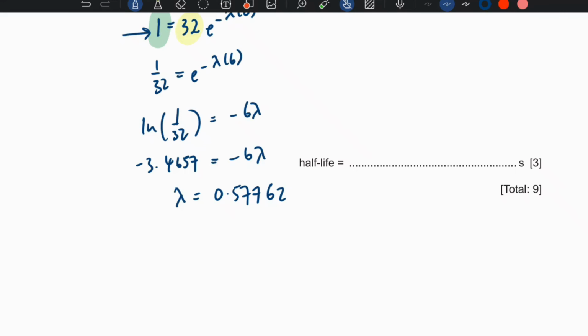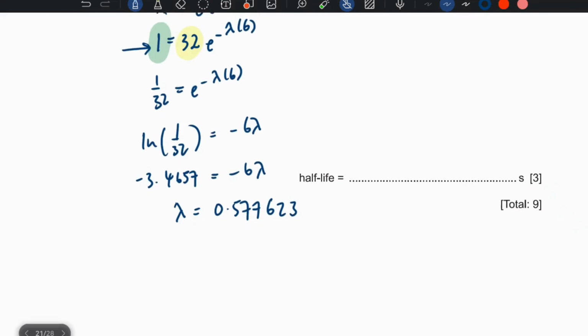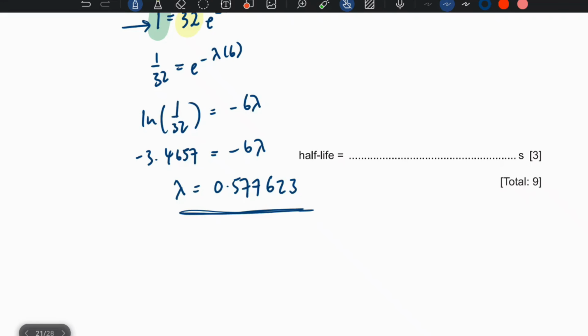Also, I know you might be wondering why I'm taking such a long number. In between calculations, make sure you take more than 2 significant figures. If it's your final answer, you can make it 2 significant figures, that's fine. But in between calculations, try to take more than 2 significant figures.